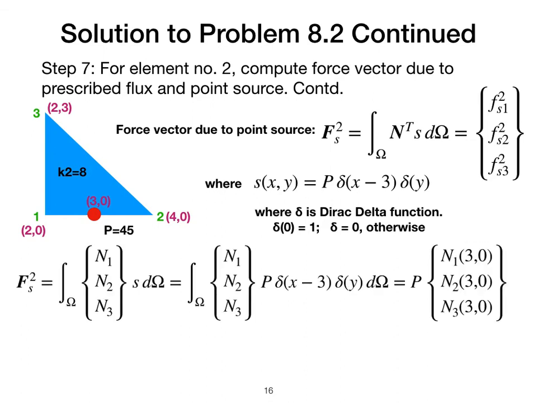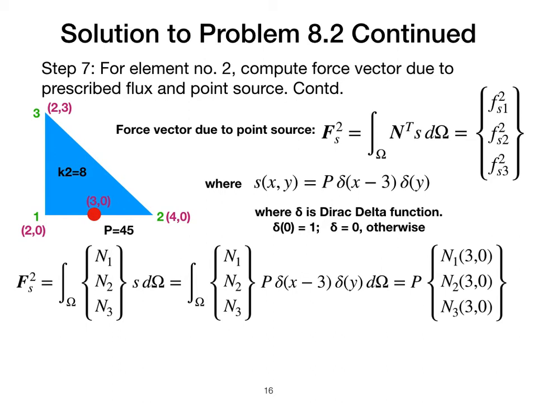Hence, we can integrate now. So, F2S vector is given by N transpose, which means a vector containing N1, N2, N3, multiplied by s d omega, and this is integrated over the whole domain. Note that N1, N2, N3 here are functions of both x and y, and s is equal to p times delta(x minus 3), and delta is a function of y.